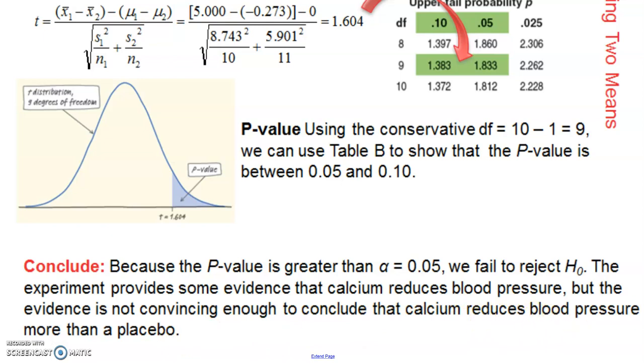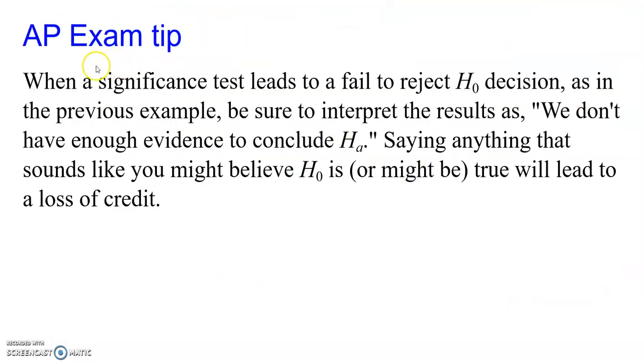group. Now you will notice, extra tip here, when we got this fail to reject decision, make sure you interpret the results as saying we don't have enough evidence to conclude the alternative. Saying anything that sounds like you might believe the null hypothesis is or might be true will lead to a loss of credit. So always put it in terms of the alternative and say we don't have enough evidence to conclude the alternative. So that's where we're going to stop for today.